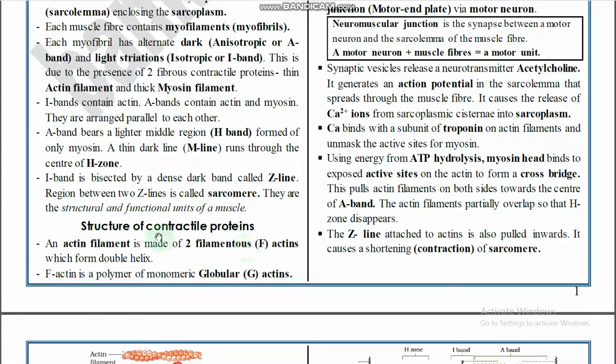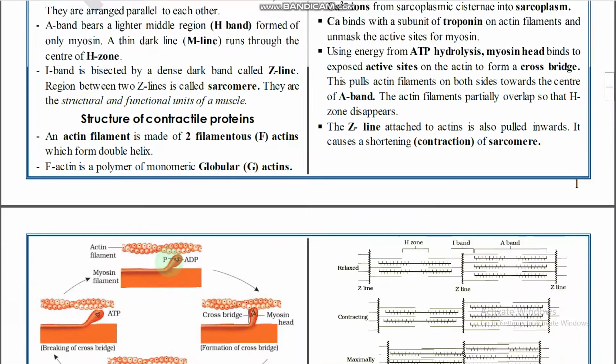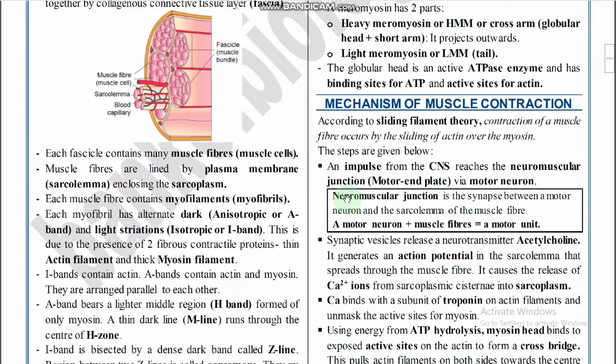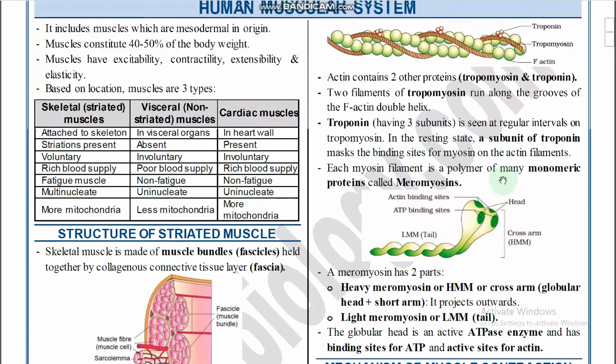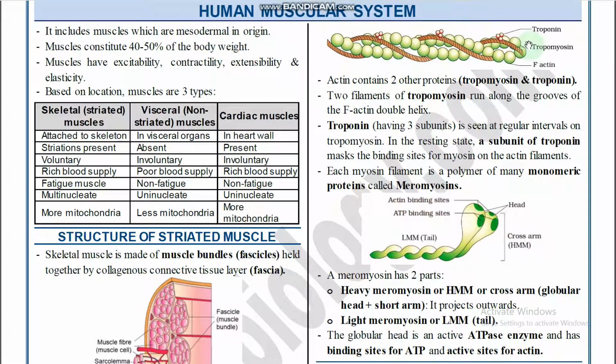Structure of contractile proteins. So what are contractile proteins? Actin and myosin are considered contractile proteins. An actin filament is made of two F actin filaments which form a double helix. So what is the structure of the actin filament? Each actin filament, as shown in the diagram, is made up of two F actins. So this is one F actin and this is one F actin.